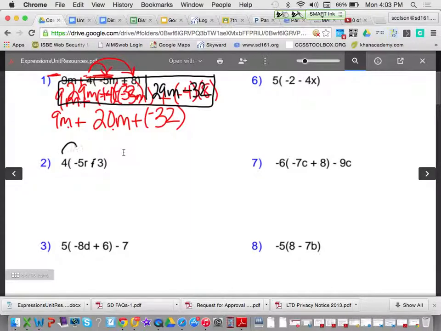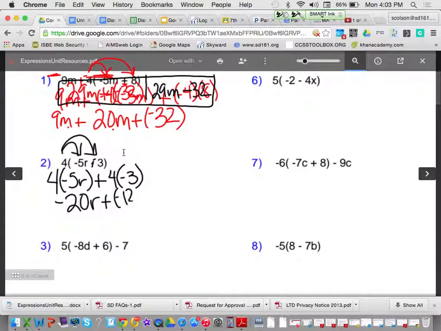So I have 4 times negative 5r, plus 4 times negative 3. 4 times negative 5r means I have 4 groups of negative 5r's, which means I have negative 20r plus negative 12. Pretty easy? Good. All right, I'm going to move over to number 6 because I don't have to change the screen around to do so.